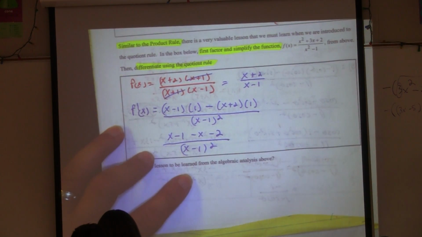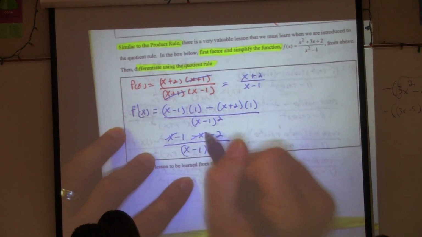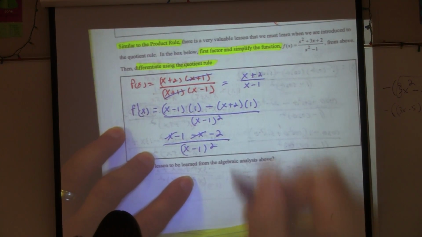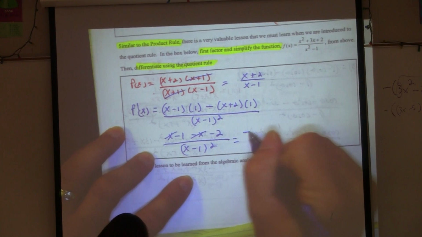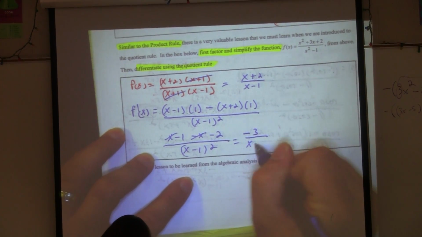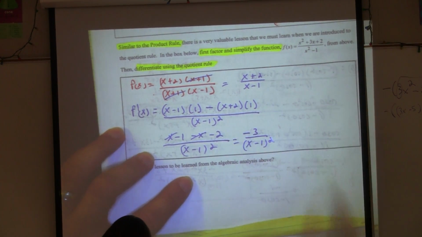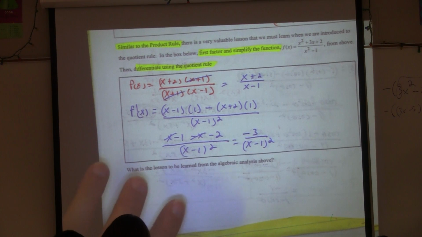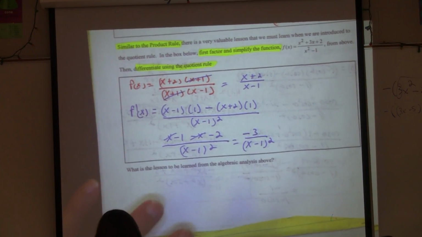So what happens with those x's? Negative 1 minus 2. Negative 3. Oh my God, is that the answer that we were looking for from the beginning? We did a lot more work, didn't we?